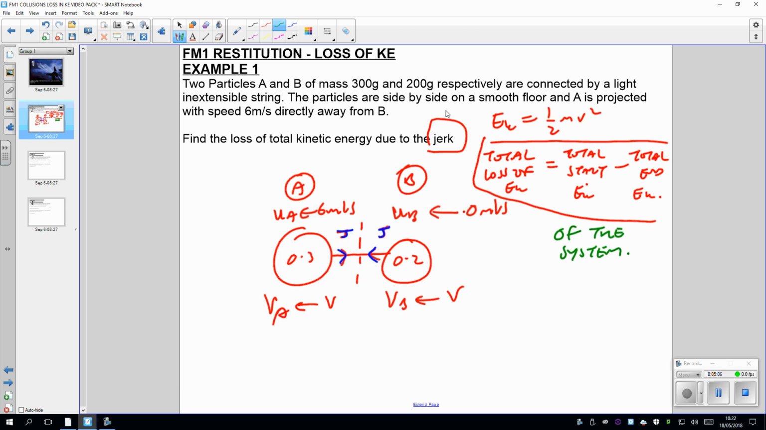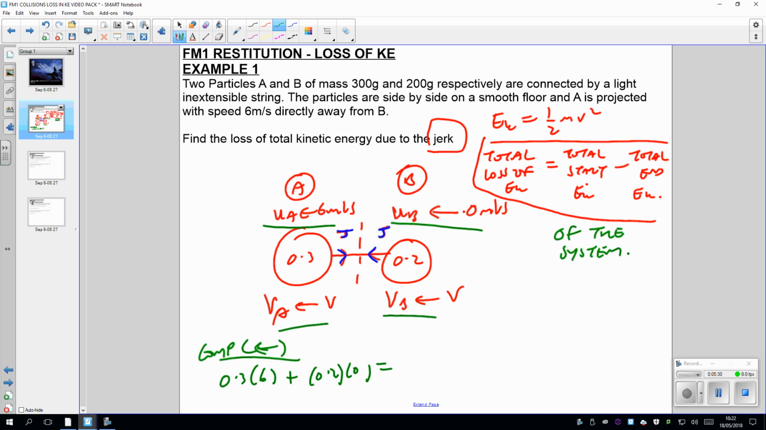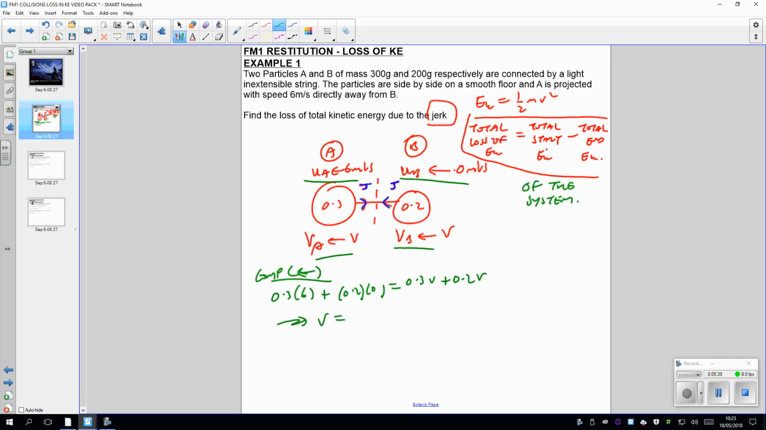If I'm going to use this half mv squared thing, I need to know all the speeds, don't I? I know all the u's, all the starting velocities, that's good, but I don't know the finals. So I'm going to go back to my faithful conservation of momentum, and I'm going to go to the left because most of the arrows are going to the left. Mass times velocity plus mass times velocity was zero. And then for the v parts, we've got mass times velocity and mass times velocity, which we assume is v. So therefore, v must be 1.8 divided by 0.5, and that is 3.6 meters per second.